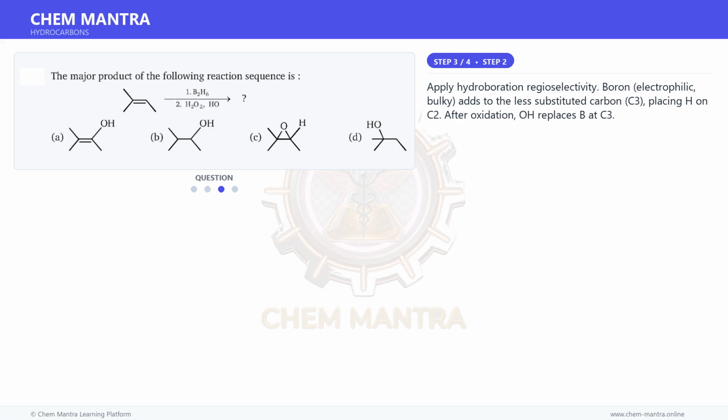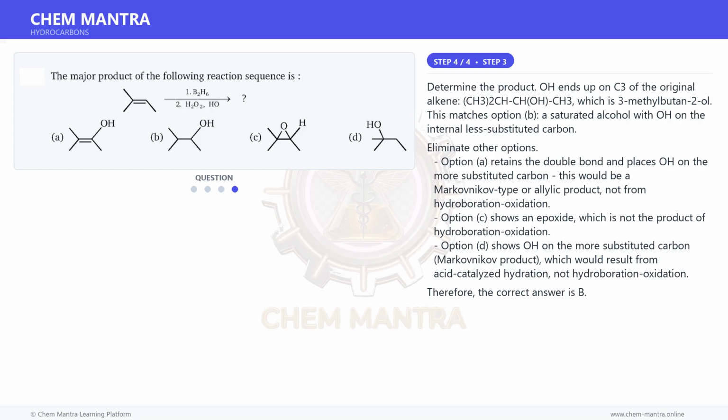Apply hydroboration regioselectivity. Boron, being electrophilic and bulky, adds to the less substituted carbon, C3, placing H on C2. After oxidation, OH replaces B at C3. And for the final step, determine the product. OH ends up on C3 of the original alkene, (CH3)2CH-CH(OH)-CH3, which is 3-methylbutan-2-ol.